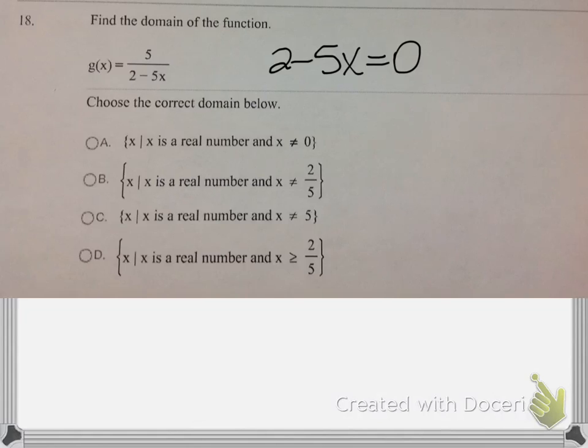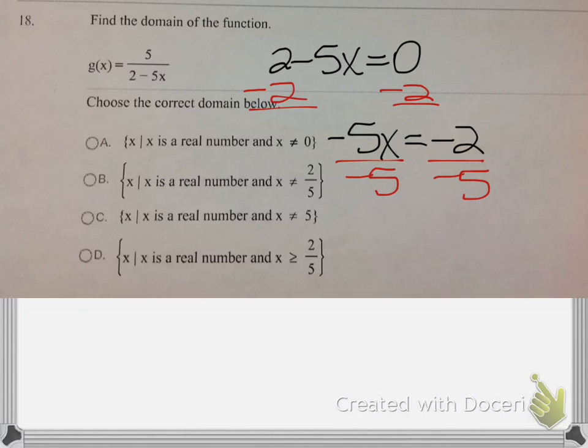So I'm going to have to subtract 2 from both sides. And that's going to leave me negative 5x equals negative 2. Divide both sides by negative 5. And that's going to leave me a positive, because it's a negative over a negative, 2/5. So what that means is I can plug in any number I want except 2/5. If I plug in 2/5, that's going to give me a 0 in the denominator. So that is going to be option B.